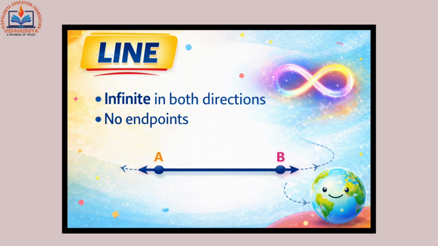A line is a straight path that extends infinitely in both directions. A line does not have a starting point or an ending point. It continues forever in both directions. A line is usually represented by 2 points such as line AB.